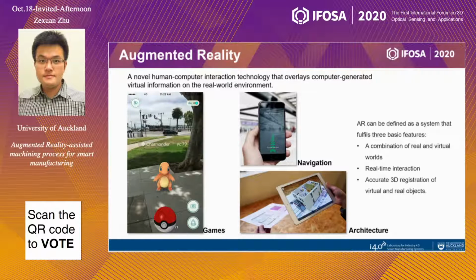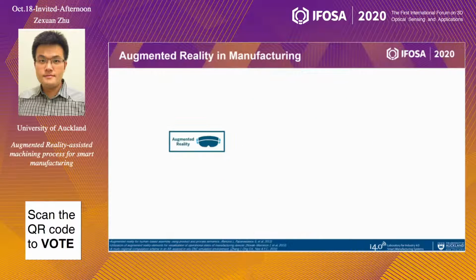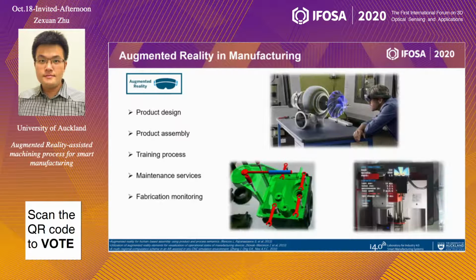AR technology has also been identified as one of the key technologies in the fourth industrial revolution. That is because, with the rapid development of computer and manufacturing technology, allowing users and operators to visualize and interact with the manufacturing information associated with manufacturing processes is becoming a trend. AR has been applied in many manufacturing fields right now, such as product design, product assembly, digital training, product services, and fabrication monitoring.